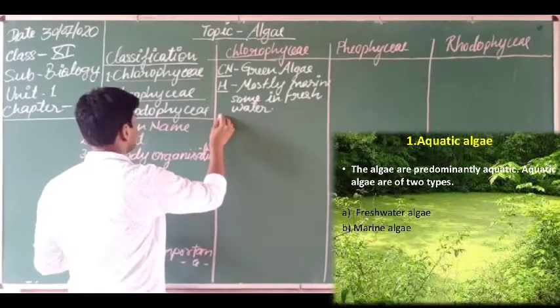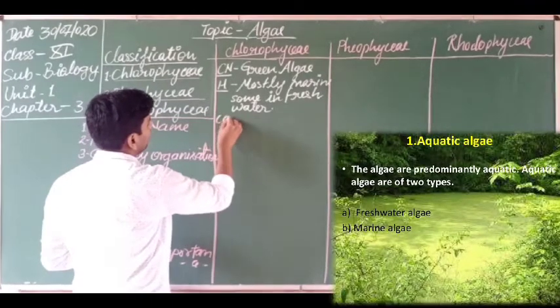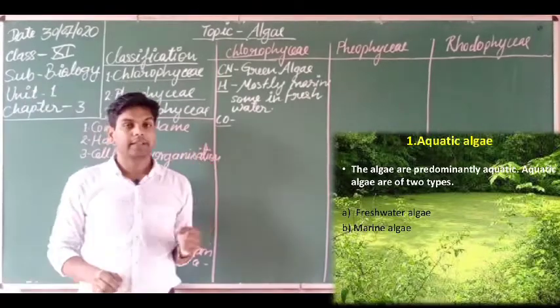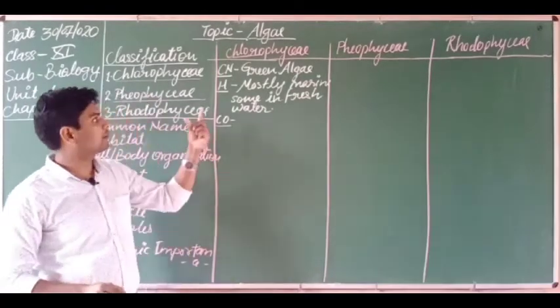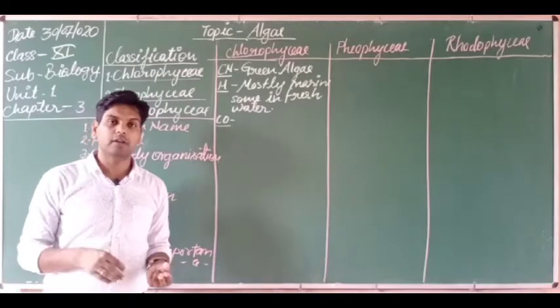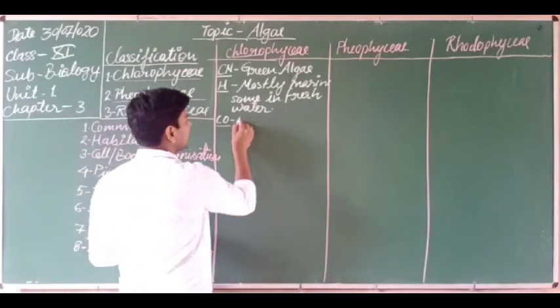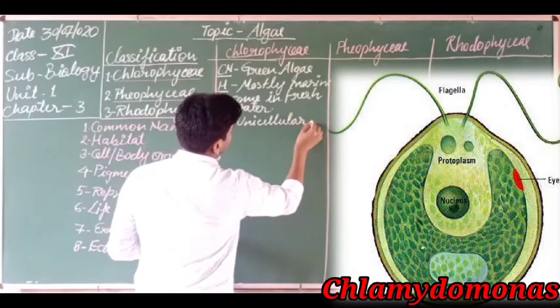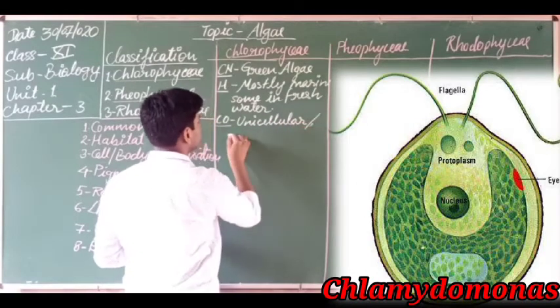Next one is the cell organization or body organization. Students, I want to tell you that the cell or body of the members of Chlorophycy may be unicellular or multicellular.